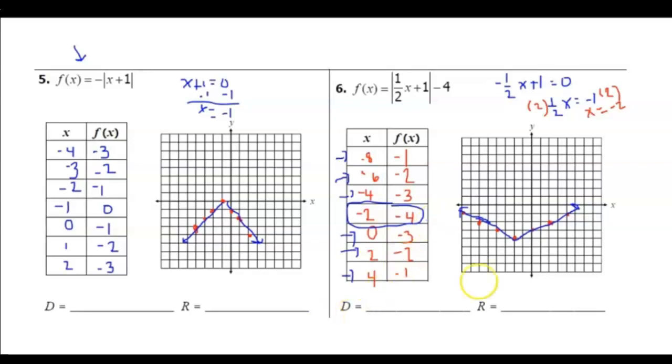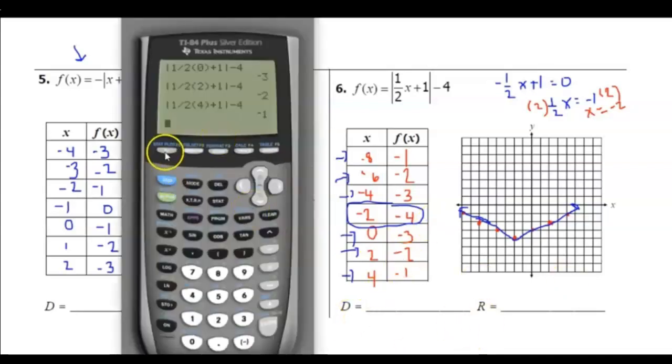Let's go ahead and check our function with our work. Let's see how we did. Let's clear all of this out. I'm going to go ahead and type in my function. So we got math, we got absolute value of 1/2 x plus 1, then minus 4, and we are right on the money yet again. The calculator is great. It confirms my work.